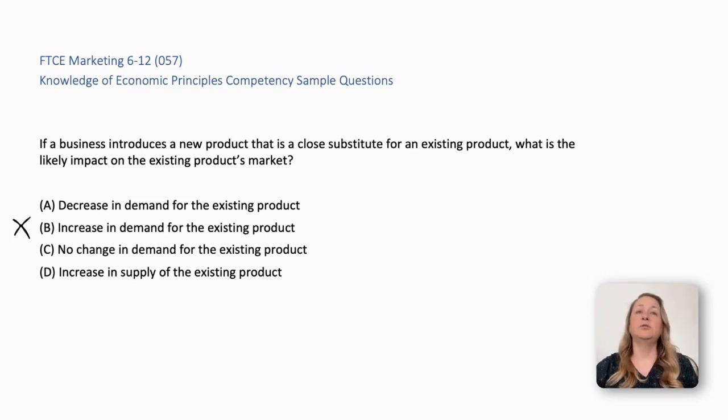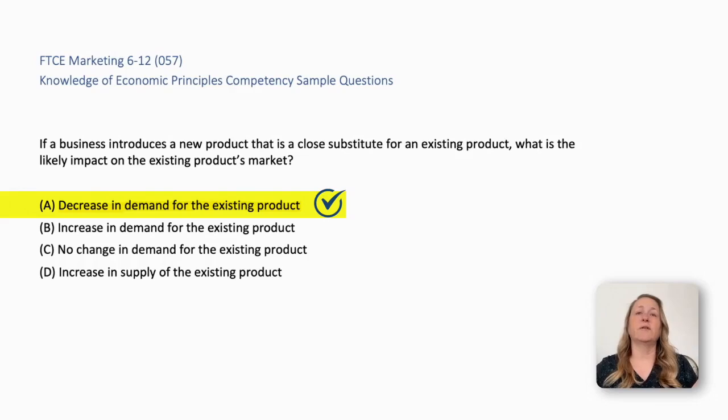B. A substitute pulls customers away from the old product, not toward it. C. A close substitute almost always changes demand because buyers now have another option. D. The company might change production later, but the first impact is on demand, not supply. The correct answer is A.